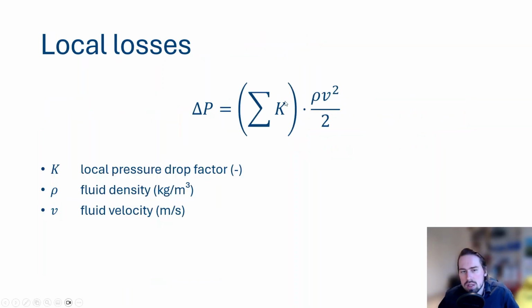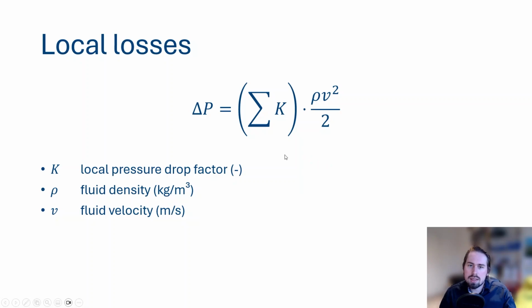So the local losses can be calculated as follows. Your pressure drop is equal to the sum of all these local pressure drop factors multiplied by rho V squared over 2, where rho is the fluid density and V is the fluid velocity.